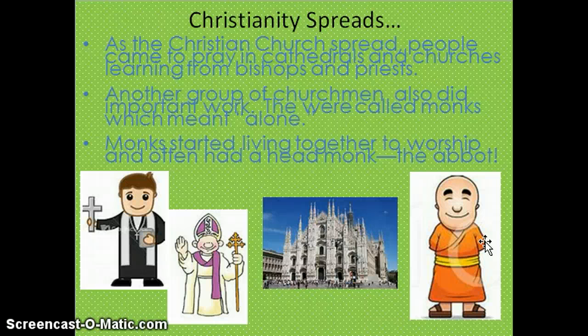And when they did live together in a place, there would be groups of monks to get together and study and serve different communities. They had a head monk named an abbot. And the place that they lived all together was called a monastery. And you can remember that because it begins with an M too. Monks lived in monasteries.